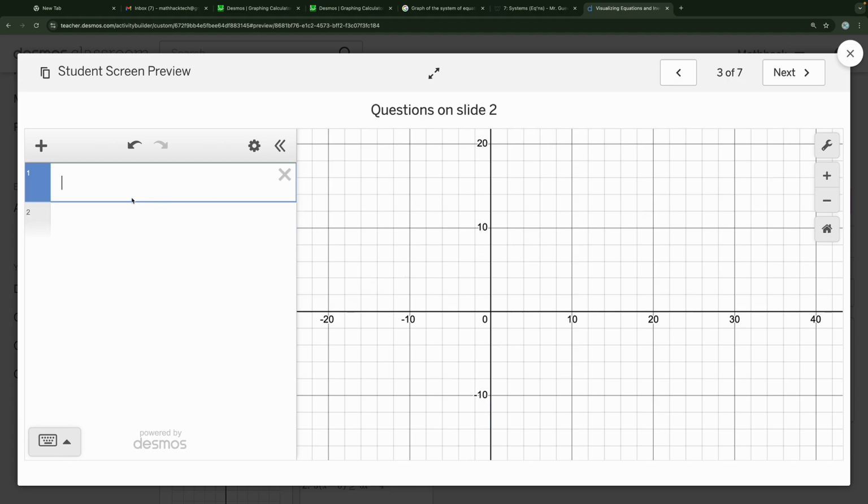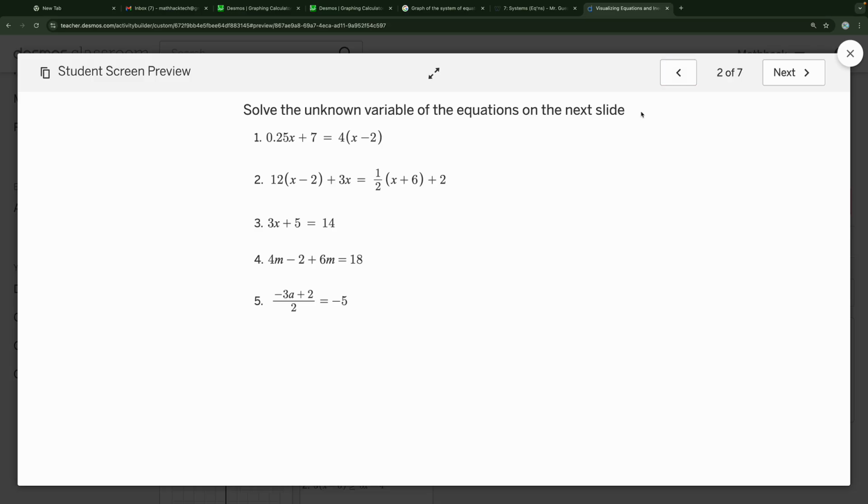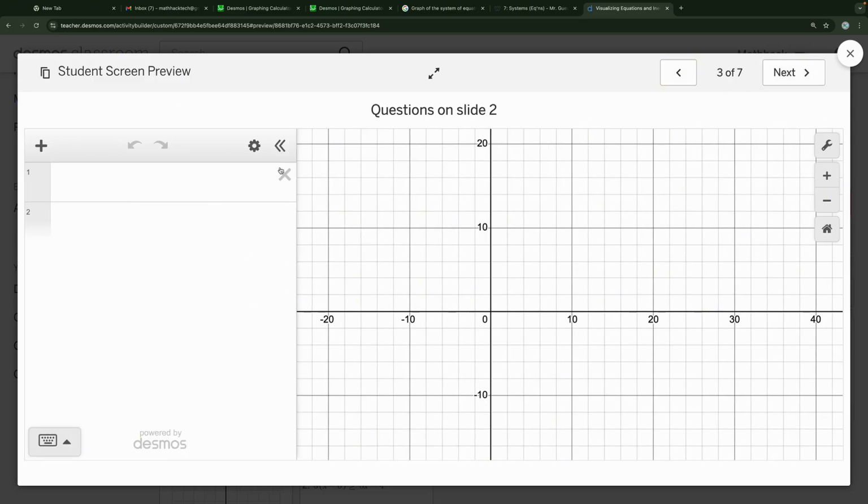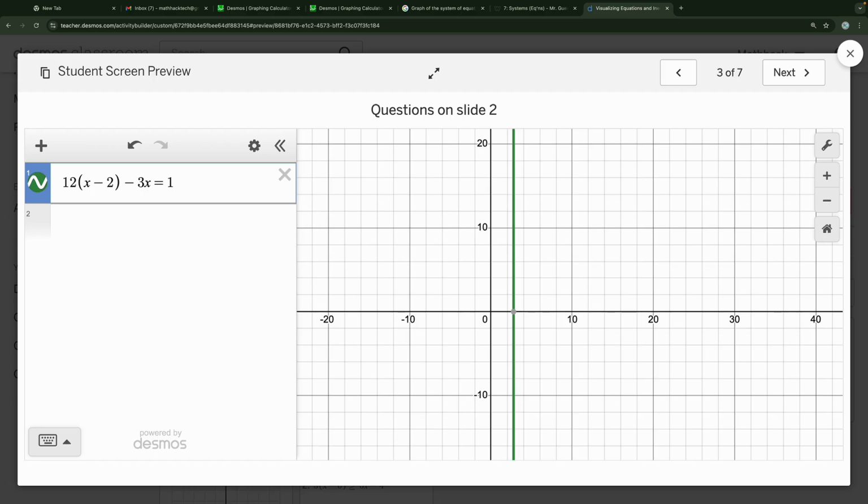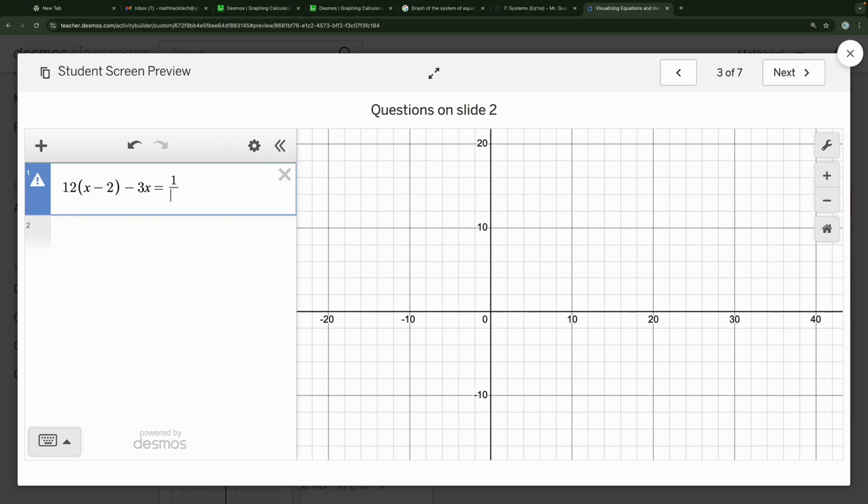All right, let's look at our second question. Our second question is 12x minus 2 minus 3x equal to x plus 6 plus 2. So let's type it in. And the same thing, it gives us the answer. So we are able to get that quickly when we do it.